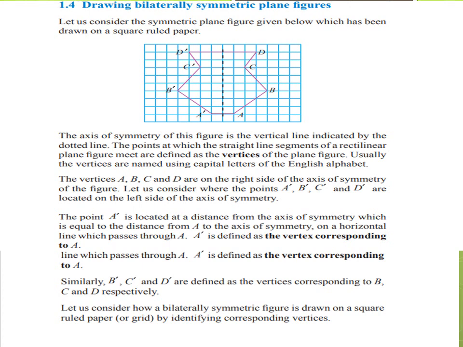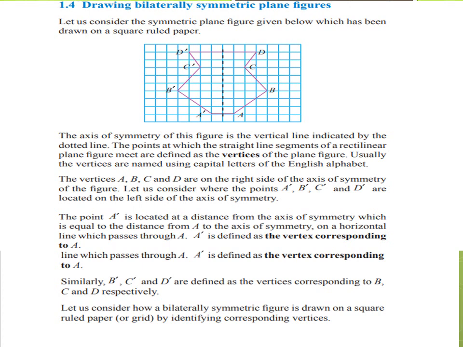On the left hand you can see D with the comma on the top, C with the comma on the top, B with the comma on the top, and A with the comma on the top. And in the first point, they tell that the vertical line indicated by the dotted line, the points at which the straight line segments of a linear plane figure meet are defined as vertices.